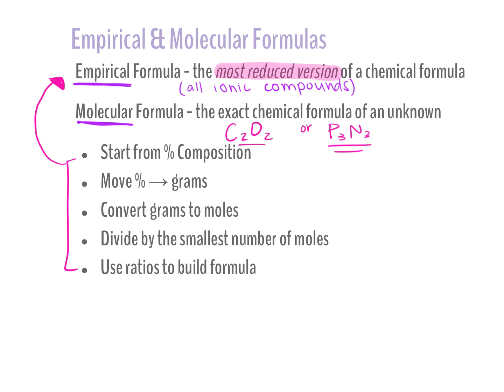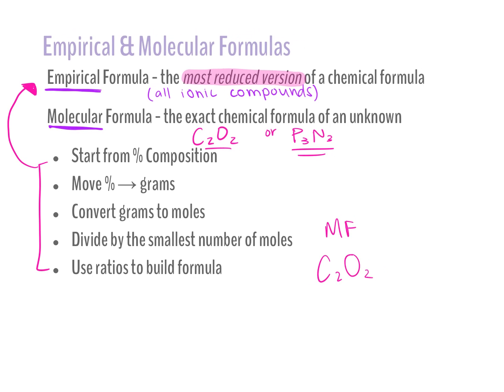Let me ask you this question. If I have C2O2, that is considered a molecular formula because it's non-reduced. What would the empirical formula of this compound be? What would be the most reduced version of C2O2? CO, right? What if I had a molecular formula that was C3H6? What would the empirical formula of that compound be? CH2, right? Do we see how we reduce that down?